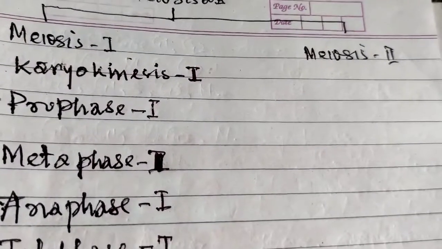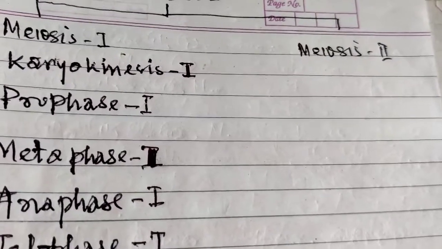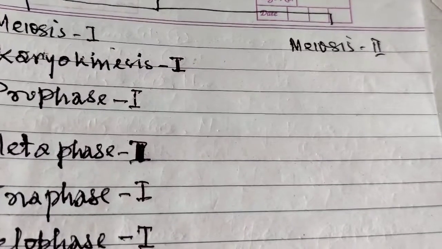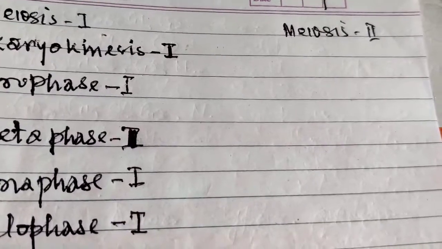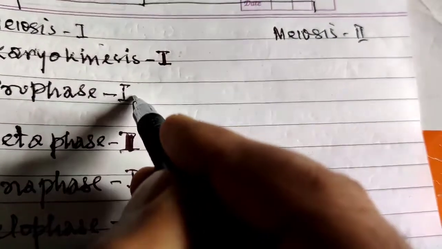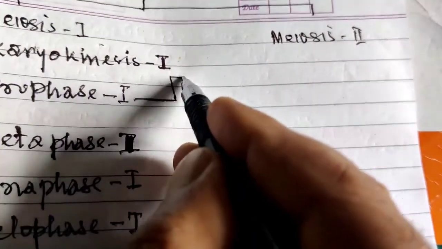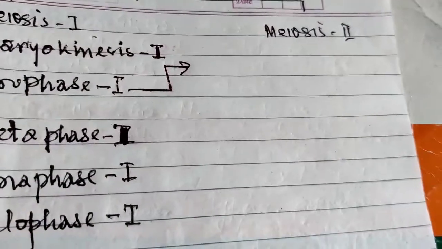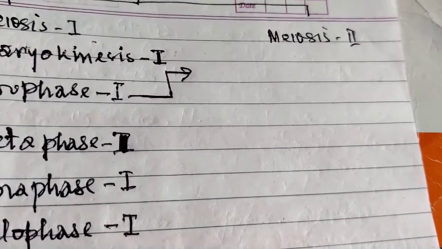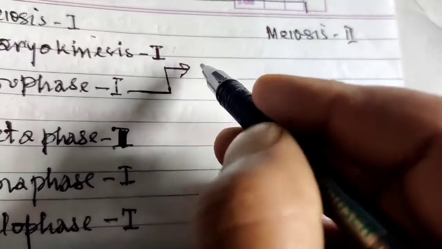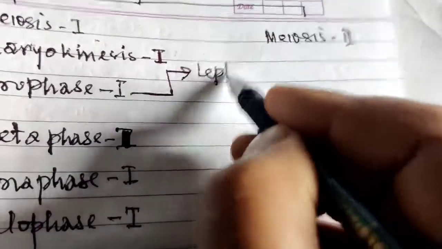But here the prophase first takes longer time, though it is completed in a short period of time, because it has different stages. This prophase is completed in 5 stages. This is what I am going to give you as the introduction of this meiosis. The first is leptotene.